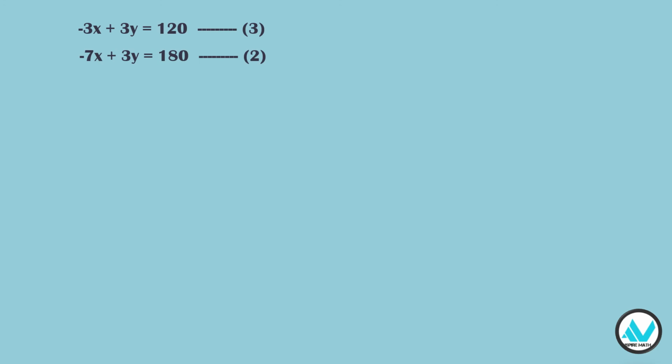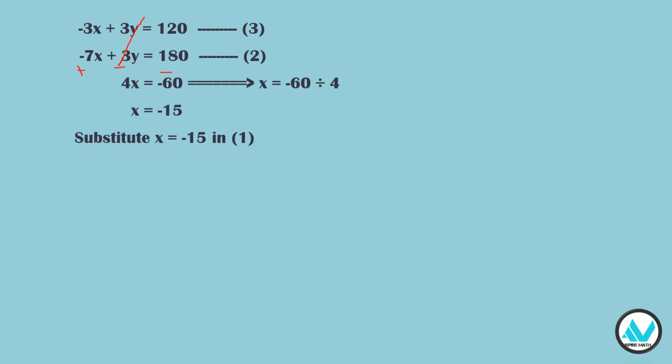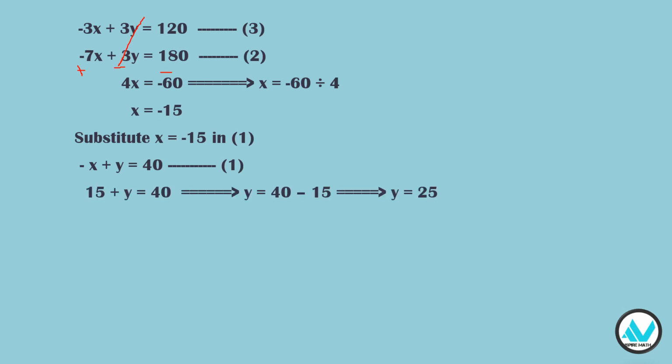Now let me write the equation 2, which is nothing but minus 7x plus 3y equal to 180. Now I can eliminate my y, but still I need to change the signs. So minus becomes plus and plus becomes minus. Now I can cancel plus 3y and minus 3y. So I'm left with 4x equal to minus 60, which gives me x equal to minus 60 divided by 4, or x equal to minus 15. Now let me substitute x equal to minus 15 in equation 1. My equation 1 is nothing but minus x plus y equal to 40. So I get minus of minus 15 is going to be 15 plus y equal to 40, or y equal to 40 minus 15, which gives me y equal to 25.